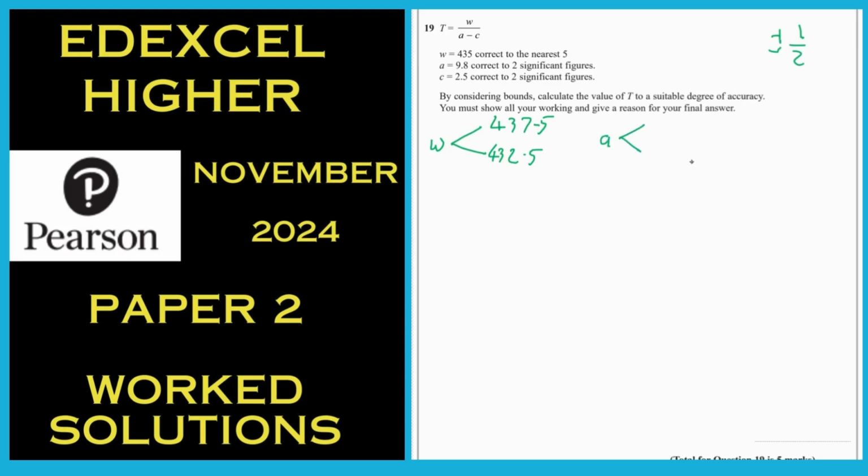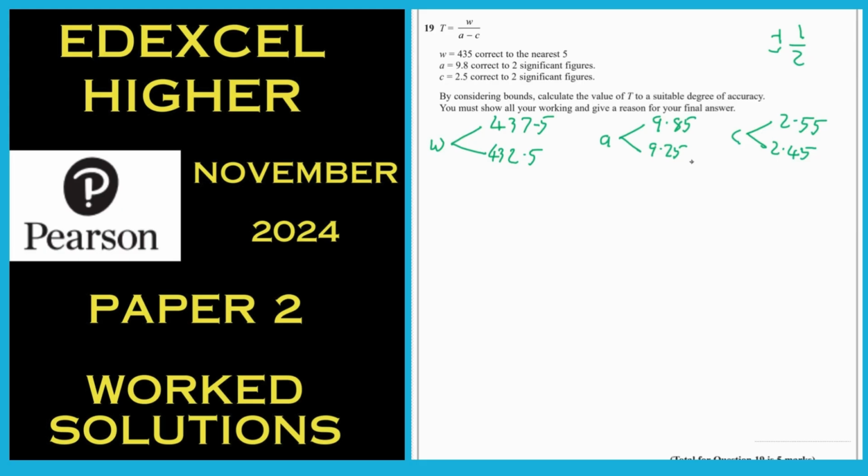Now let's do A. It's 2 significant figures. That's the first decimal place, or in other words, nearest 10 pence. Let's go up and down by 5 pence. 9.85, 9.75. Same for C. Up to 2.55, down to 2.45.